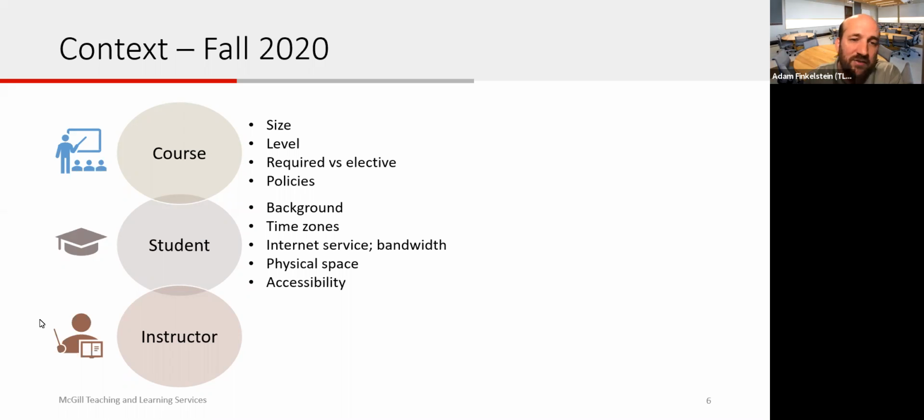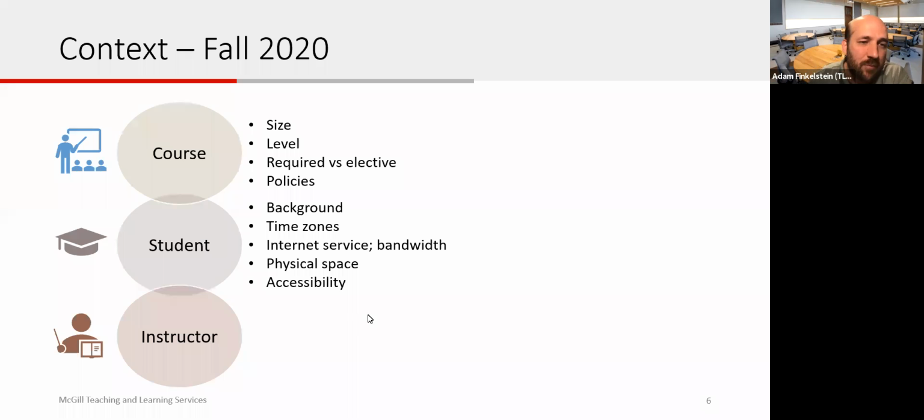The physical space. Does a student even have a quiet space they can learn from? Are they doing this at the kitchen table of their family home? Do they not have a comfortable space to do this in? Again, a really important context to be aware of. And then, of course, is accessibility. And accessibility is always an issue in terms of being able to have accommodations that we need to worry about, issues that students may have either with being able to see content, hear content, etc.